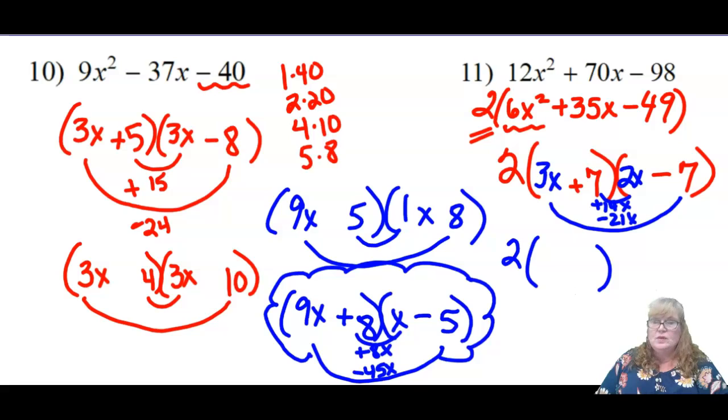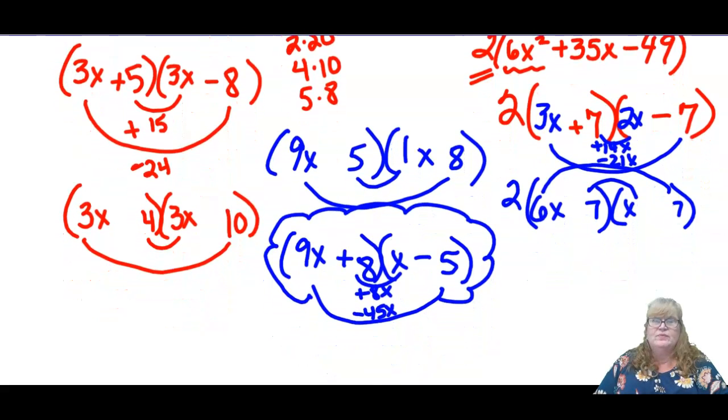All right, let me try this. Let me try a 6x and a 1x and a 7 and a 7. Could be 49 and 1, but if I do this, I get 7 and 42. I think we might be in good shape, because 6x times x would be 6x squared. Outside here, I'd have a 42, which I'm thinking I need to be positive.